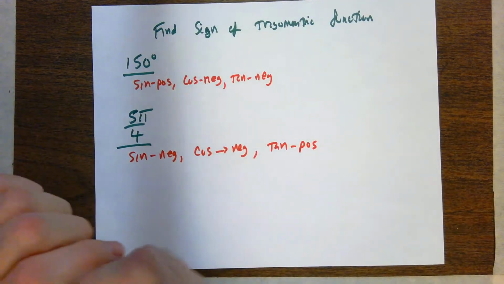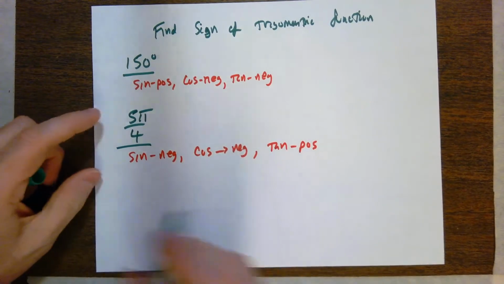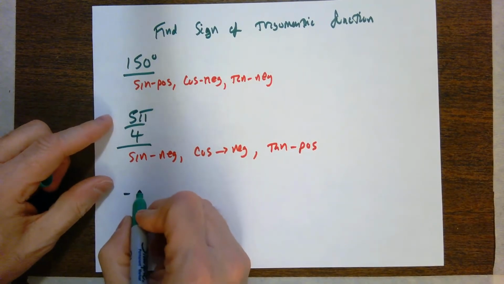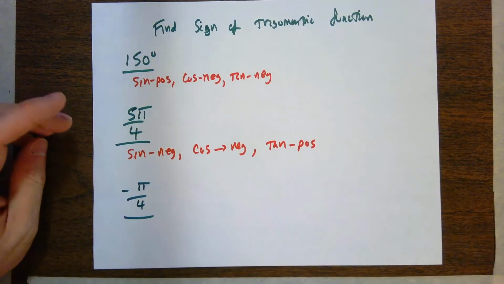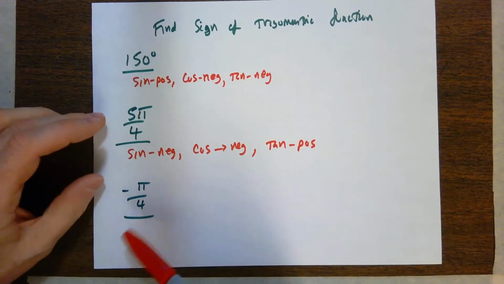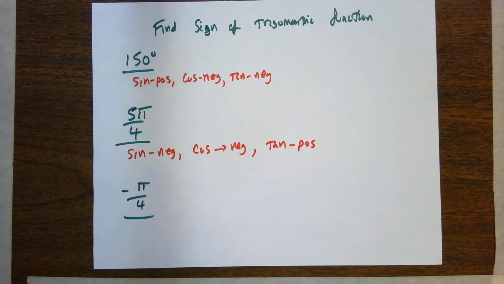All right, one more. How about the angle negative pi over 4? Okay, let's see. What quadrant is negative pi over 4 in? Negative pi over 4 is going to be in the fourth quadrant.